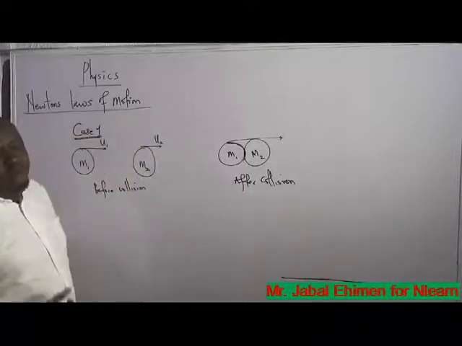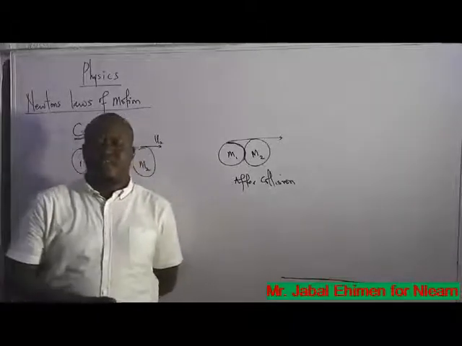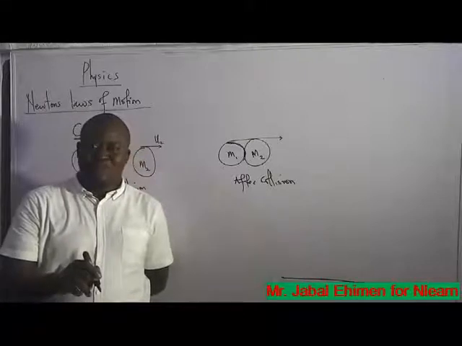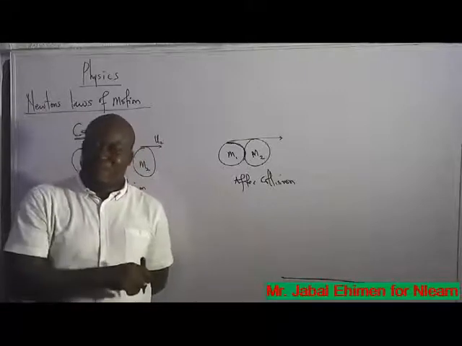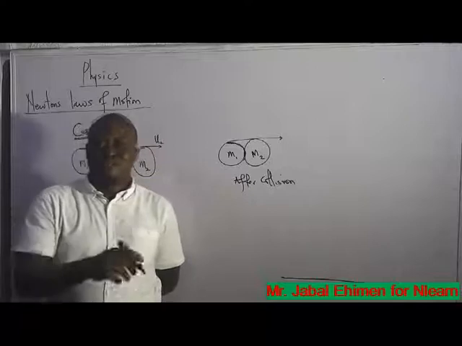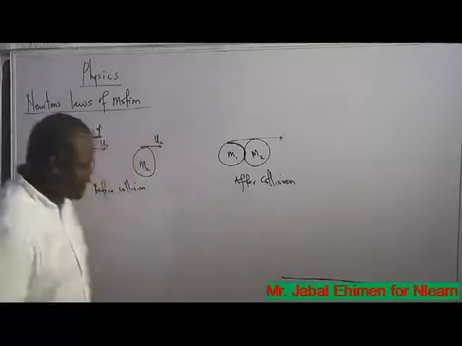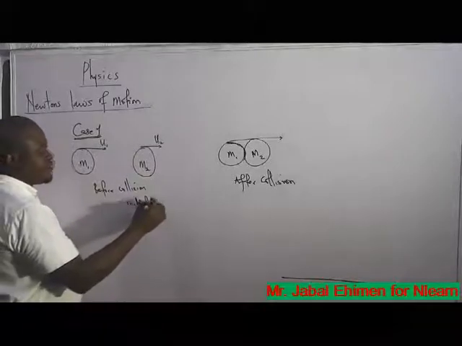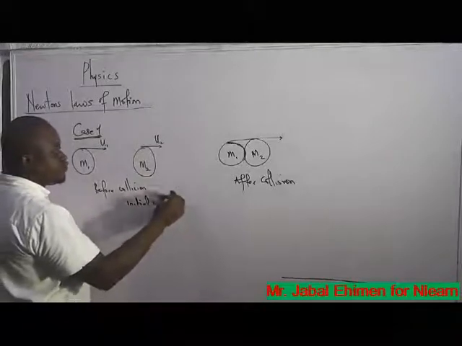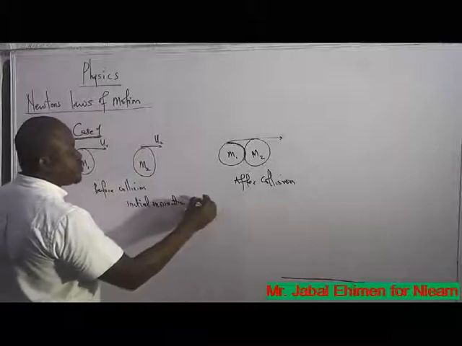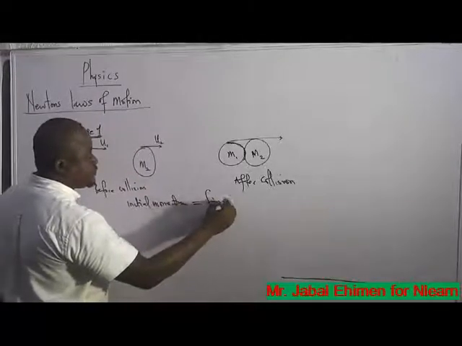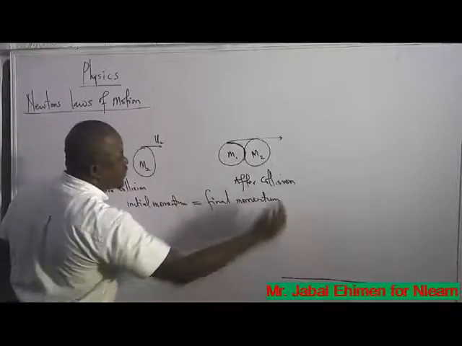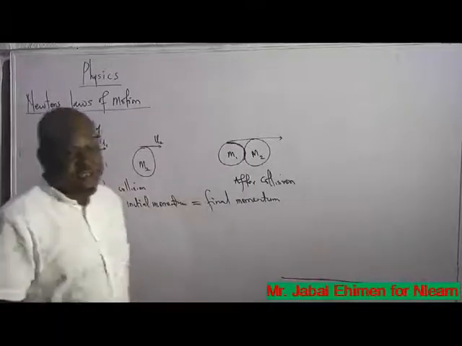But the principle of conservation of linear momentum states that in a system of colliding bodies, the sum of the initial momentum must equal the sum of the final momentum. So because of that, initial momentum equal final momentum, provided no external force is applied.